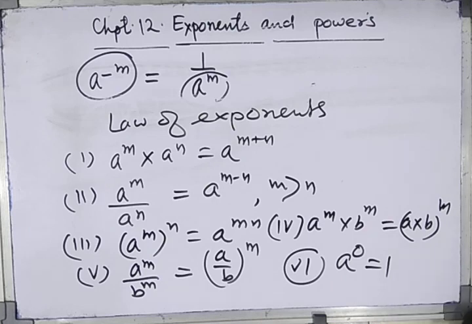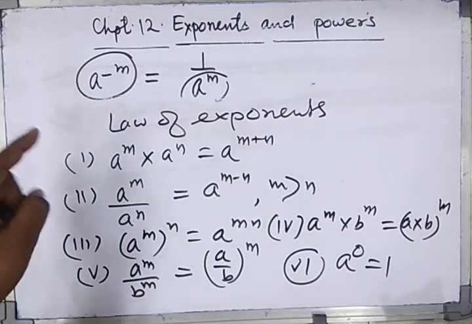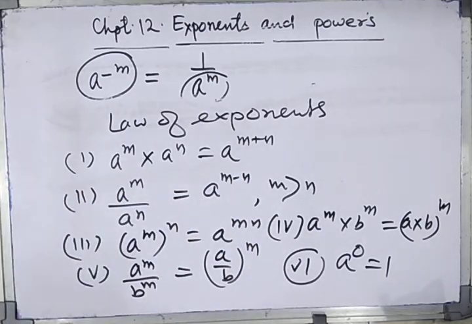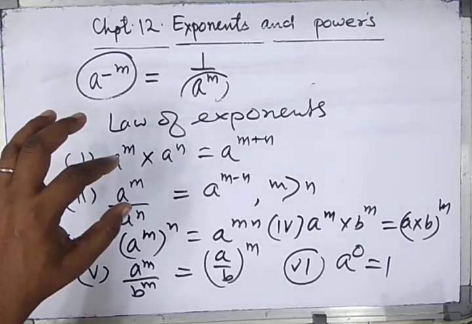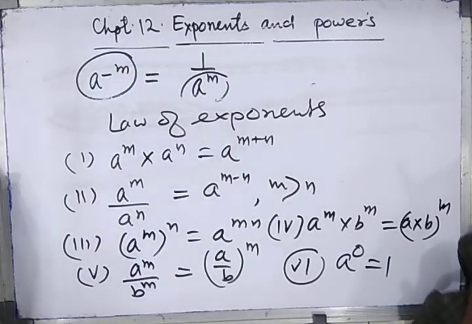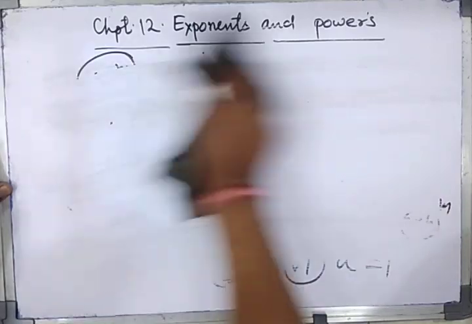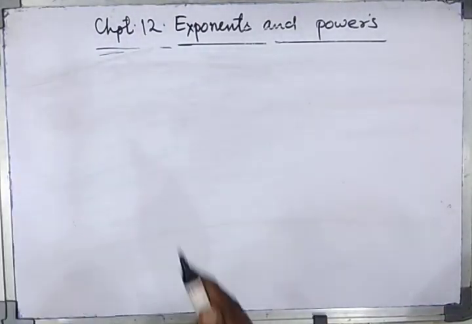So I am going to start exercise 12.1. I hope you all are getting it very well, students. Only use the laws of exponents, and if a negative exponent is given, then convert it to positive exponent. So exercise 12.1, student.